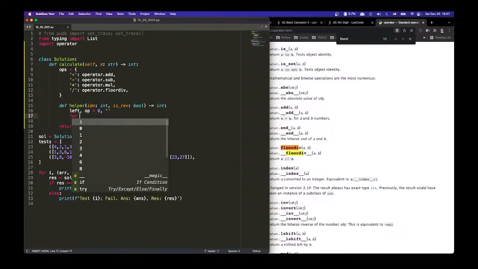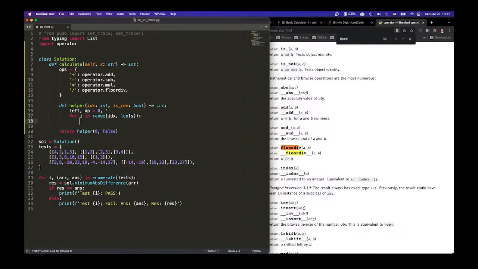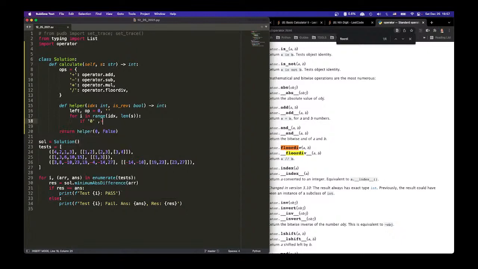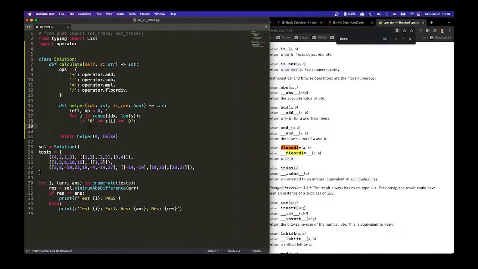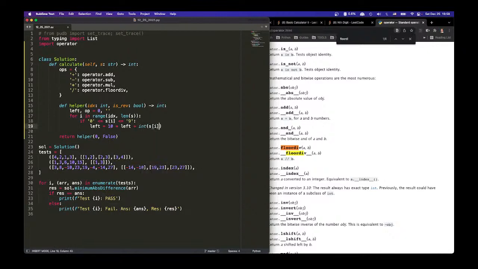Okay, I'm going to say for i in range from index to len(s), right? And then we say if 0 is smaller or equal to s[i] smaller or equal to 9, right? Then left equals 10 times left plus int(s[i]). So we're doing this.